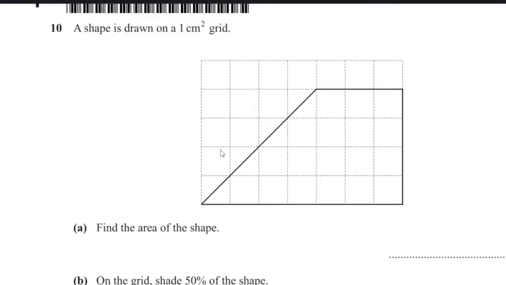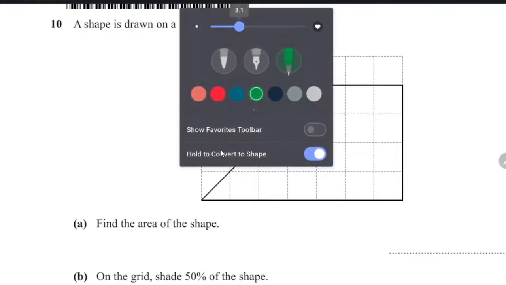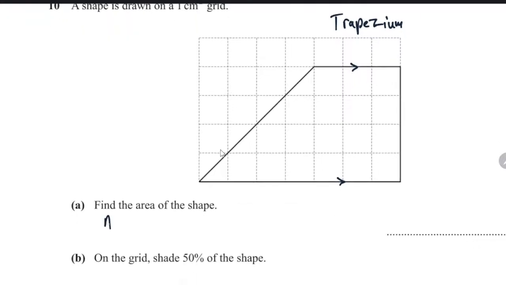Here a shape is drawn. Find the area. You should know this is what we call a trapezium. Okay, Lefika, this is called a what? A trapezium, because these sides are parallel. If you just see a shape like this, it's a trapezium. You're now going to say area.